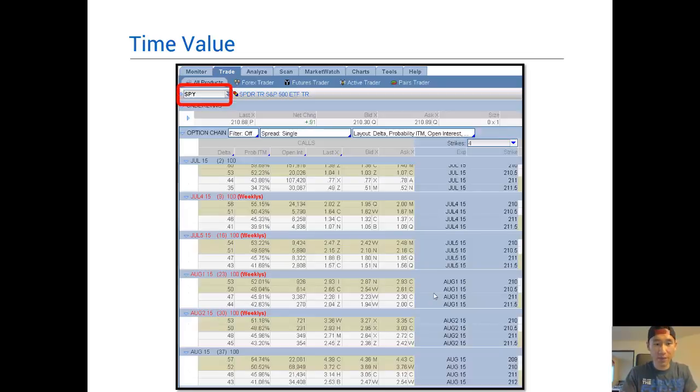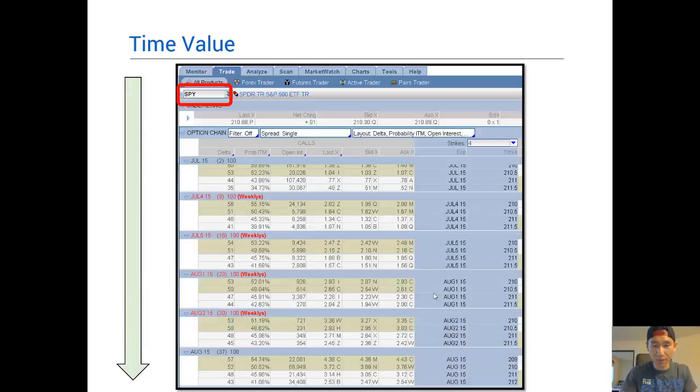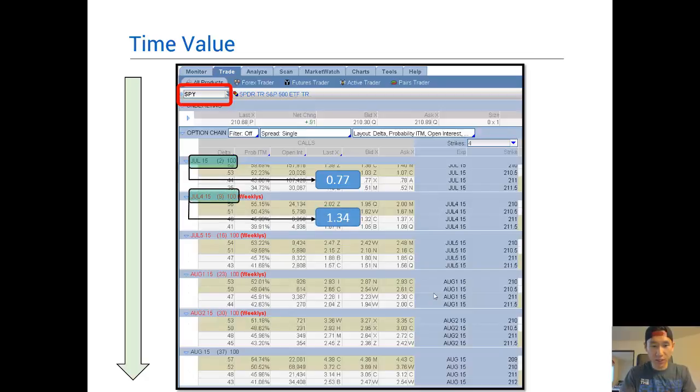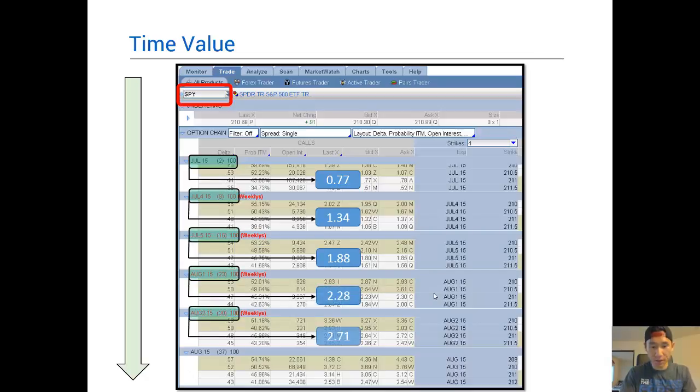So here we have SPY on the Thinkorswim platform, and as you increase in time on the call side, you can see that under July, with 2 days to expiration, the 211 strike price, the price of the option is 77 cents. And as you increase in time, as you go down, you can see that the price of the option has increased. Let's keep going down, so all the way to 314.